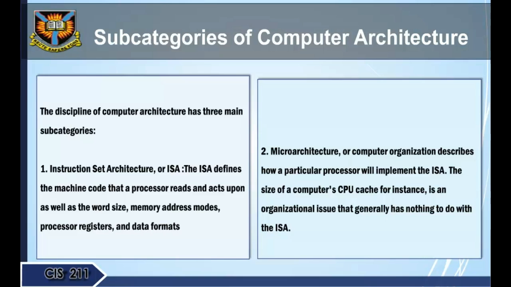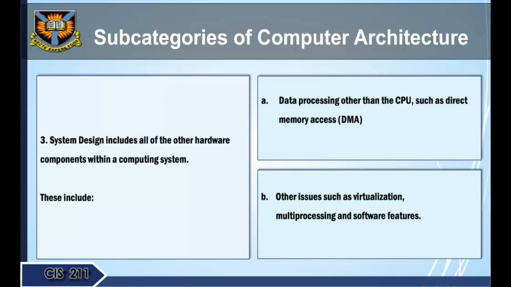2. Microarchitecture, or computer organization, describes how a particular processor will implement the ISA. The size of a computer CPU cache, for instance, is an organizational issue that generally has nothing to do with the ISA. 3. System design includes all of the other hardware components within a computing system. These include: A. Data processing other than the CPU, such as direct memory access (DMA). B. Other issues such as virtualization, multiprocessing, and software features.